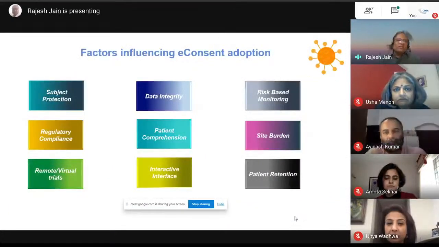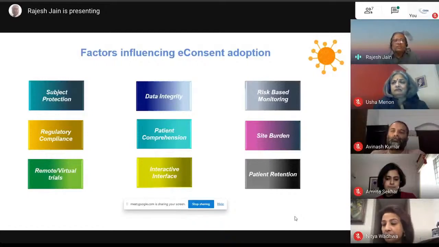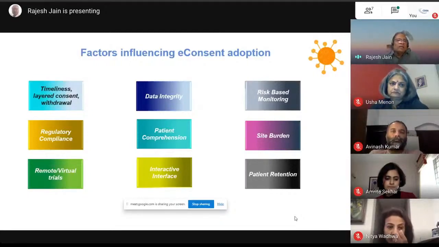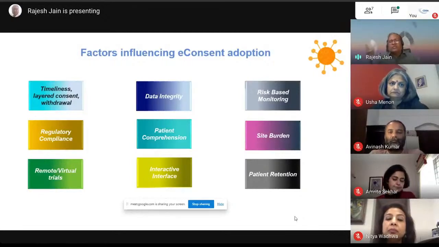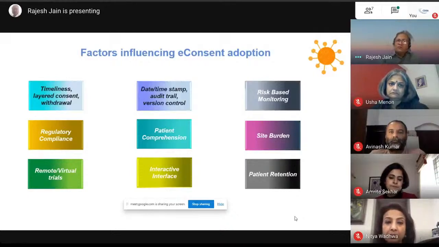So what are the factors influencing e-consent adoption? I'll be quick on this, just to be conscious of time. Subject protection, because it truly assures the entire consent process. And it's the ability to ensure timeliness of the consent, and especially the reconsent administration, that makes it a lot more effective tool. Data integrity is very highly assured.